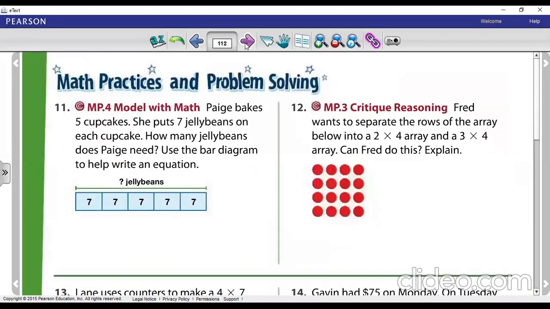Please go to page 112. Question 11. Beige bakes five cupcakes. She puts 7 jelly beans on each cupcake. How many jelly beans does Beige need? Use the bar diagram to help you write an equation, okay? We will circle the numbers. She bakes 5 cupcakes and puts 7 jelly beans on each cupcake, so we will use multiplication. 7 multiplied by 5 equal. We know that 7 multiplied by 5 equals 35.